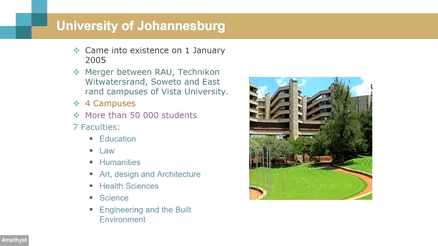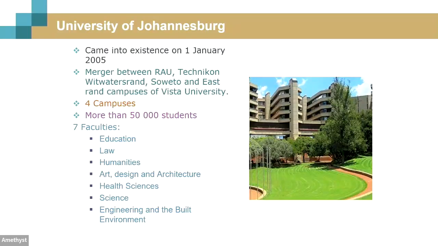Right, so all the students using the CHPC currently are registered at the University of Johannesburg, and the University of Johannesburg is a relatively new university name-wise. It only came into existence on the 1st of January in 2005. And it's basically a merger between the old Rand Afrikaans University, the Technikon Witwatersrand, and the Soweto and East Rand campuses of Vista University. So we've got 4 campuses, more than 50,000 students, and we have 7 faculties.